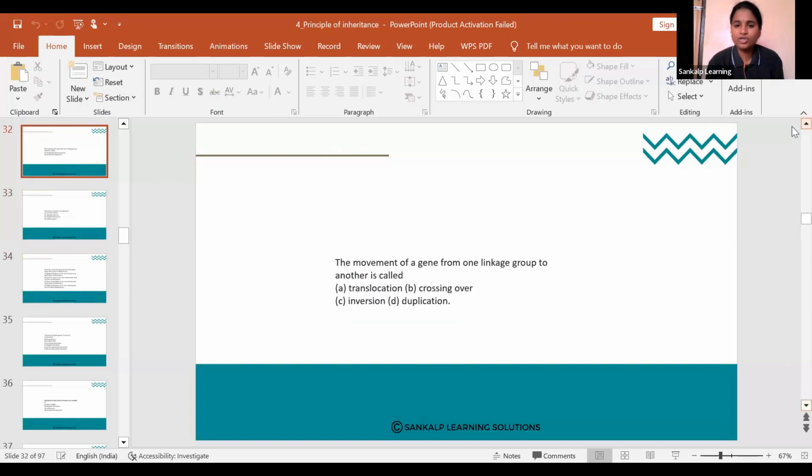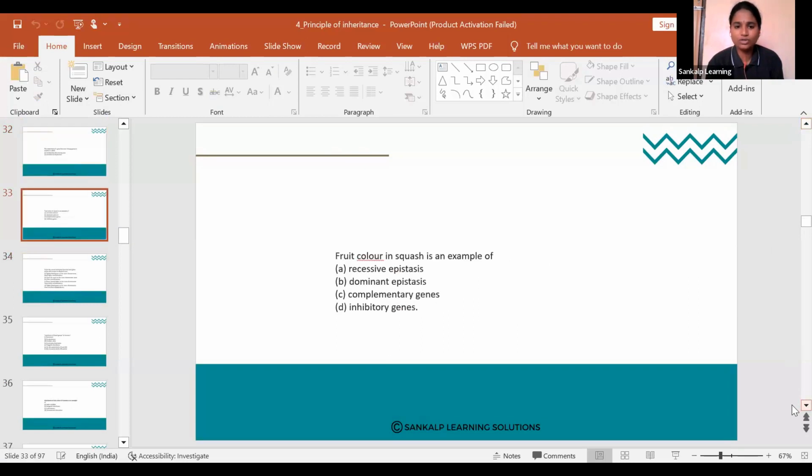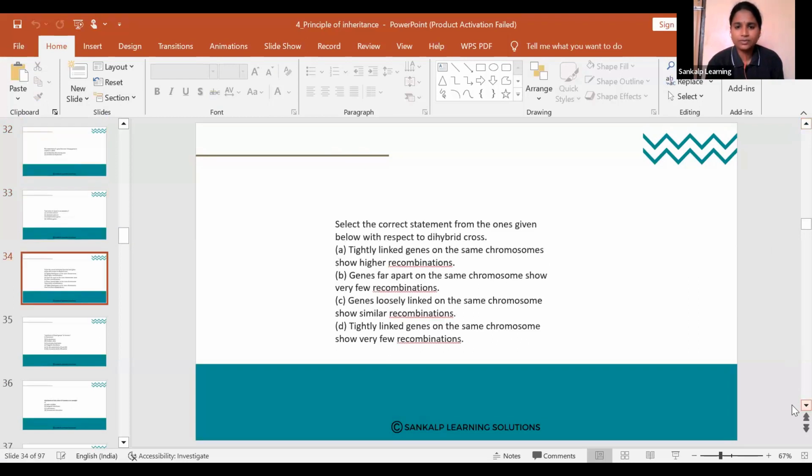The movement of a gene from one linkage group to another is a translocation. Okay. Answer these questions now.